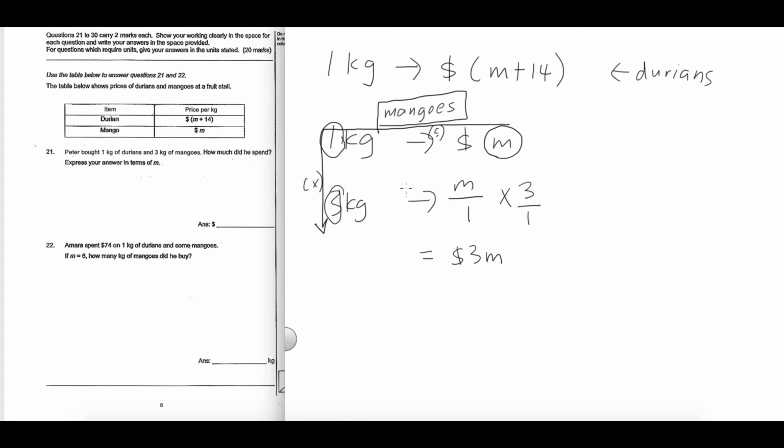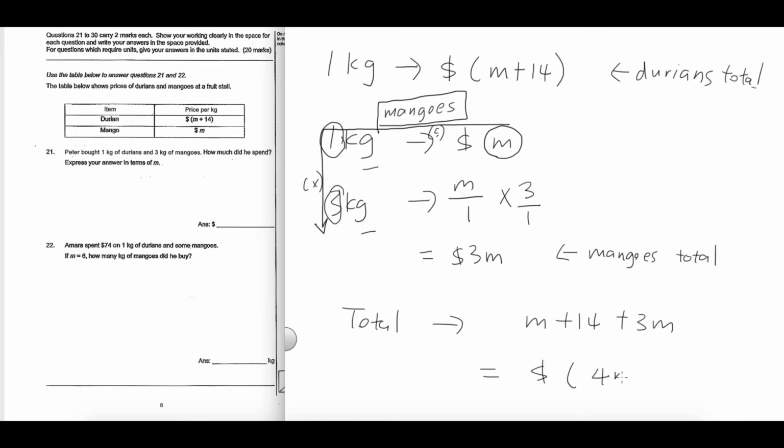Just make sure that whatever's on the left hand side are the same units, whatever's on the right hand side is the same units also. So this is the total for mangoes. So total for both fruits will just be M plus 14 plus 3M. Your answer will be $4M plus $14. Okay, so this is for question 21.